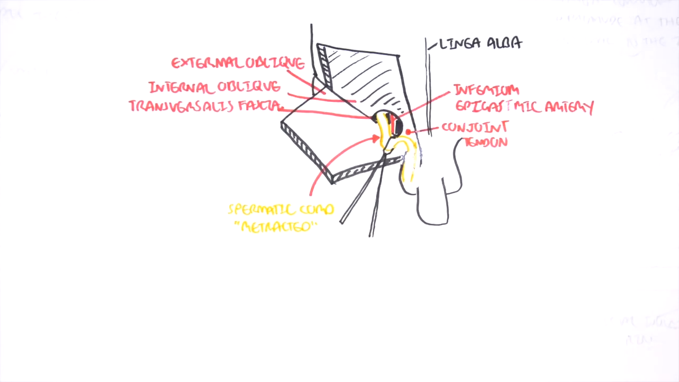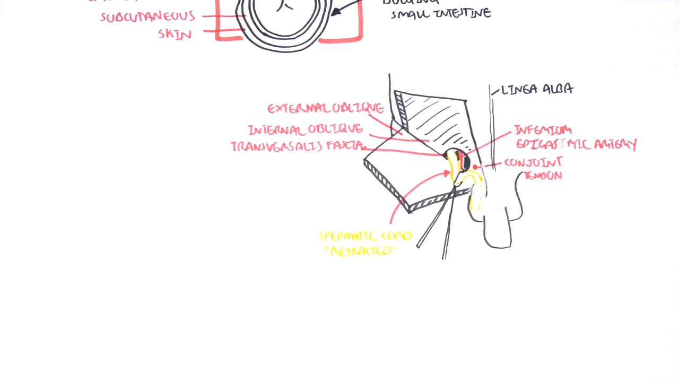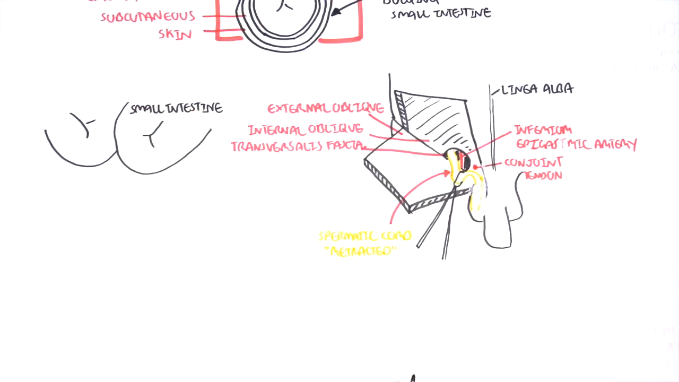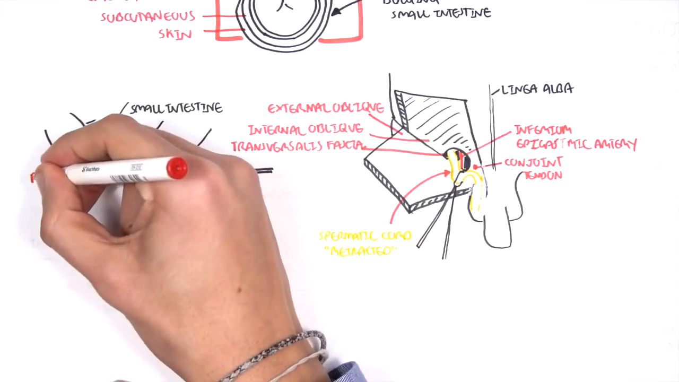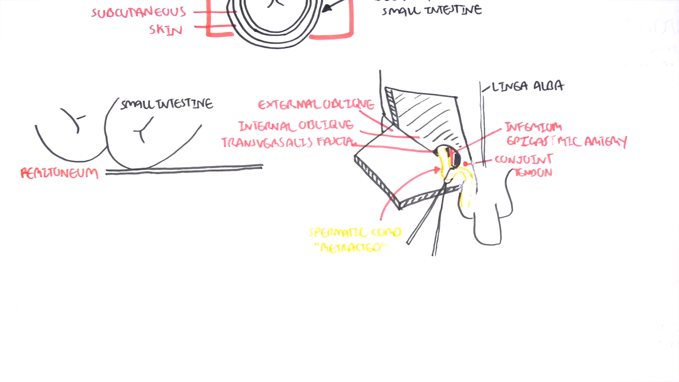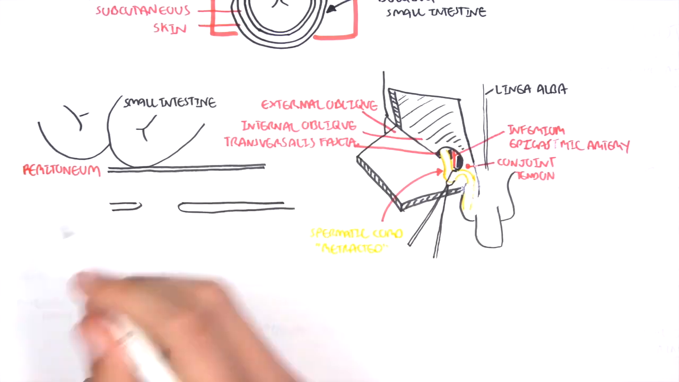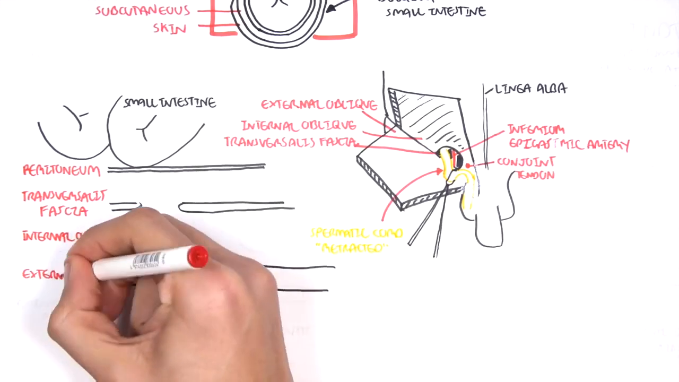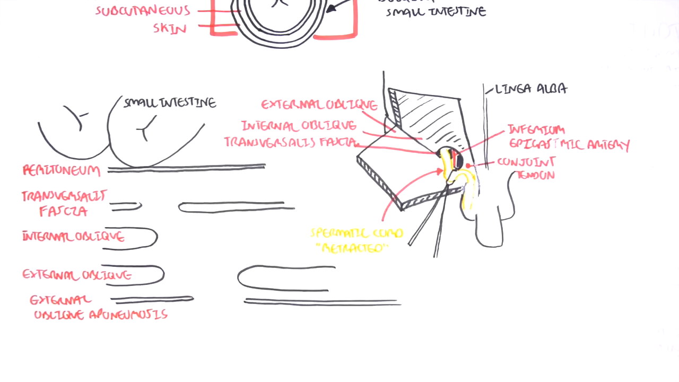Let's look at this image from a different angle. Let's cut a cross-section of the body and look at it from the top. Here you have your small intestines, and then the peritoneum, which is the inner lining of the abdominal cavity. The next layer is the transversalis fascia, then the internal oblique, the external oblique, the external oblique aponeurosis, the subcutaneous tissue, and then the skin. So these are the layers of the abdominal wall from the inside to the outside.